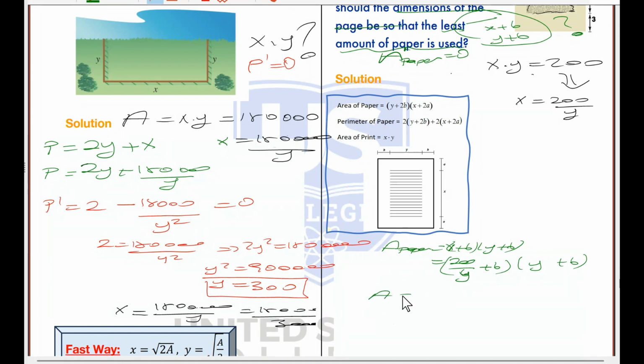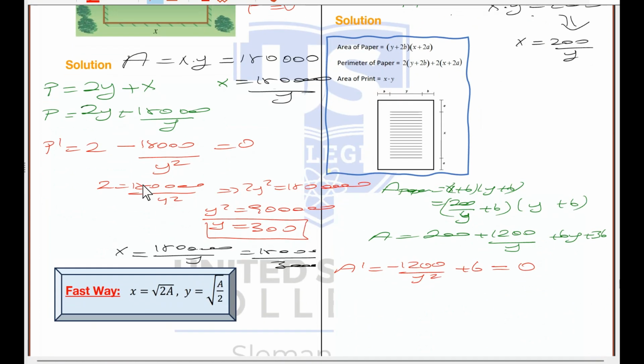Okay, area will be distributed. It's going to be 200 plus 2 times 6, 12 over y, plus 6y plus 36. I think it's easier to take the derivative now. So area prime equals the derivative of 200, which is 0. The derivative of this is negative 1200 divided by y squared, plus the derivative of 6y, which is 6. The derivative of 36 is 0. It's supposed to be equal to 0. So let's bring 6 to the other side, or this fraction to the other side.